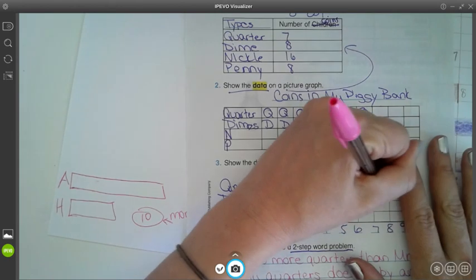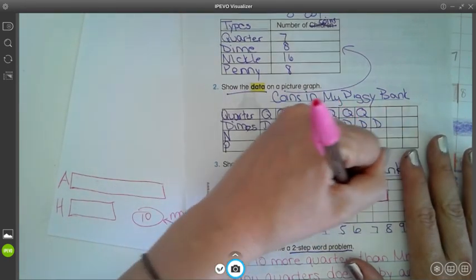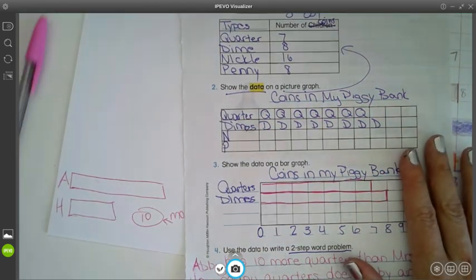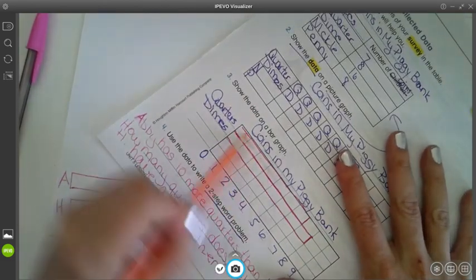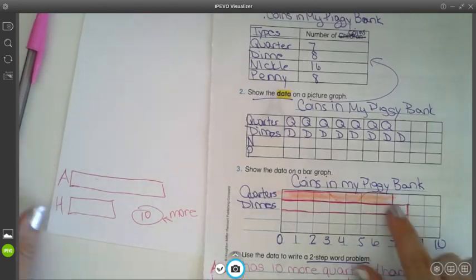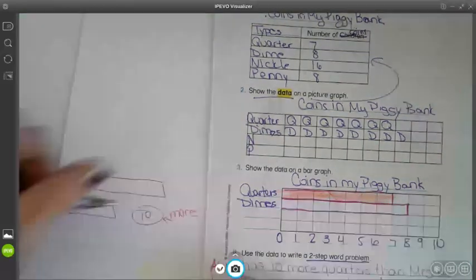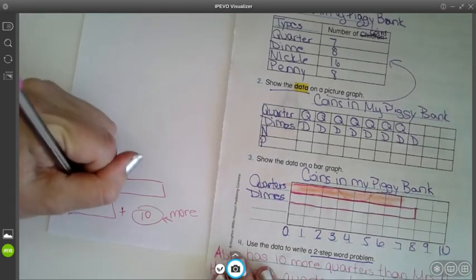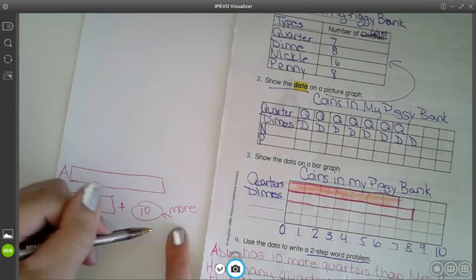Times are 8. Sorry about that. Got excited. All right, so we know that Miss H has 7 quarters. Okay, so I'm going to use that data and I'm going to put that over here. So Miss H has 7, but Abby has 10 more.